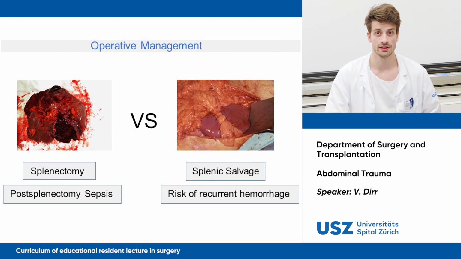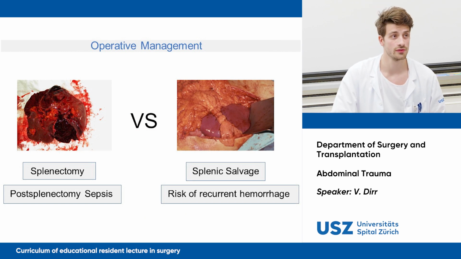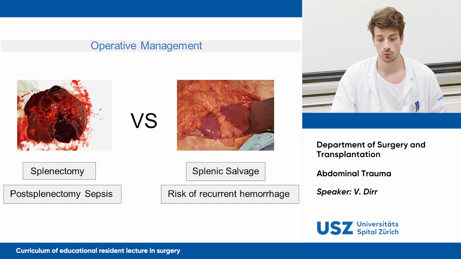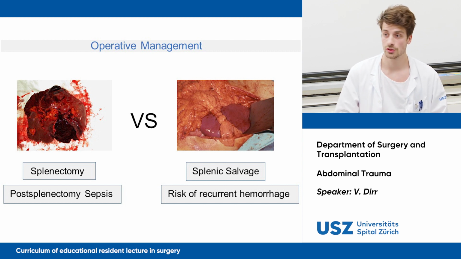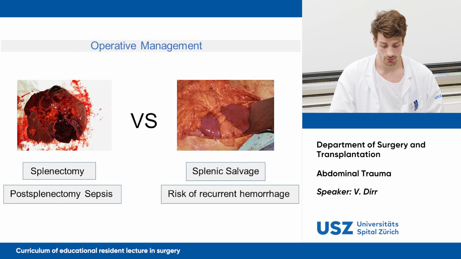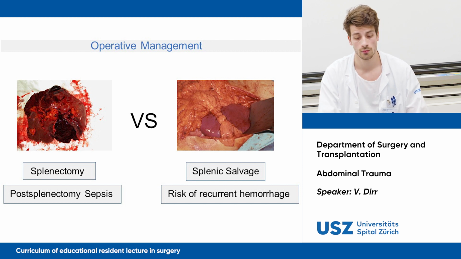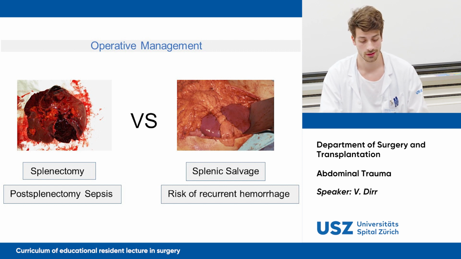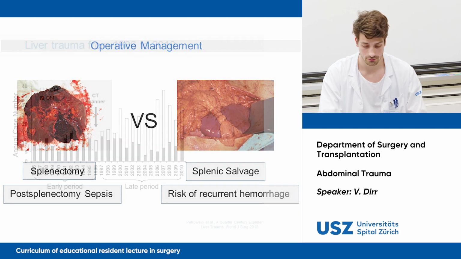What are our surgical techniques in order to deal with these traumas? On one hand, we have the splenectomy, and on the other hand, we have splenic salvage. Splenic salvage can be a partial splenectomy, a splenorrhaphy, an omental patch, or a combination of these things. And it's all about balancing the risk of postsplenectomy sepsis, which can be prevented by immunization, versus the risk of recurrent hemorrhage. And that's a difficult thing to do.